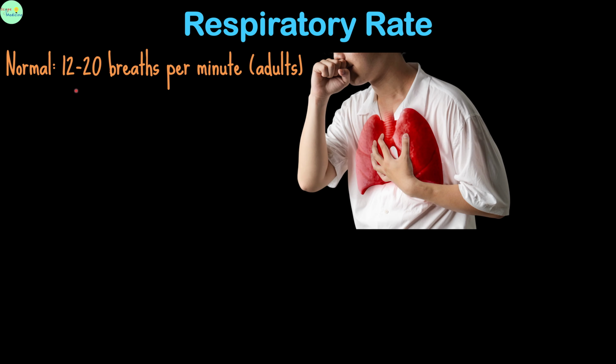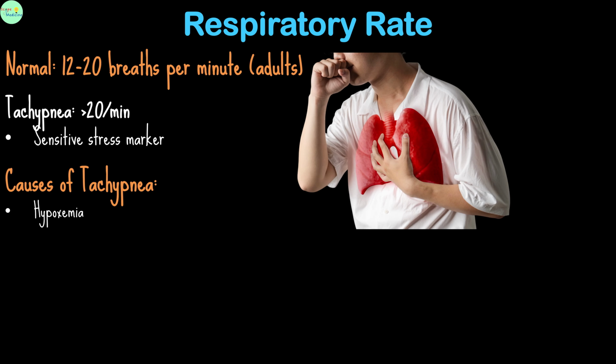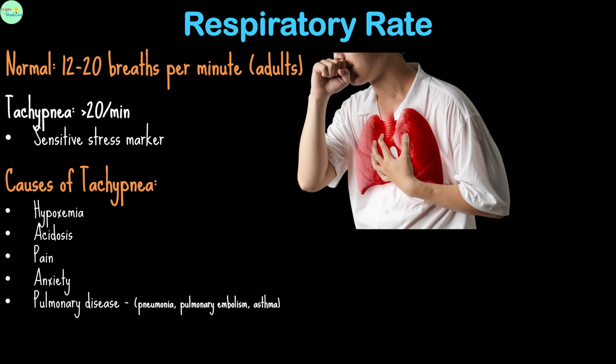The normal adult range is 12 to 20 breaths per minute. Tachypnea, a rate greater than 20 breaths per minute, is a highly sensitive marker of physiological stress. Causes are numerous and include hypoxemia, metabolic or respiratory acidosis, pain, anxiety, primary pulmonary disease like pneumonia or pulmonary embolism, sepsis, and congestive heart failure.